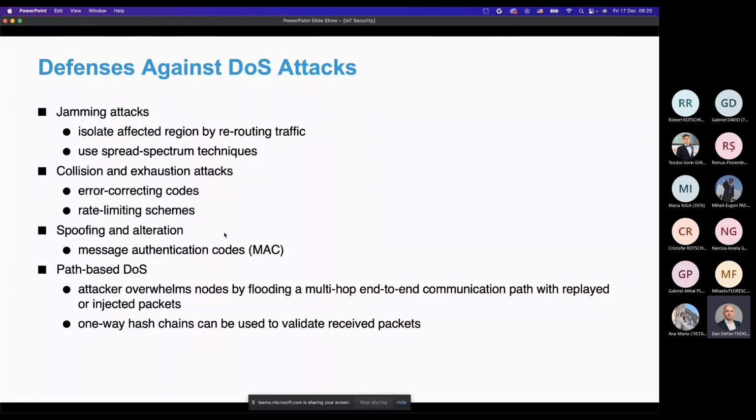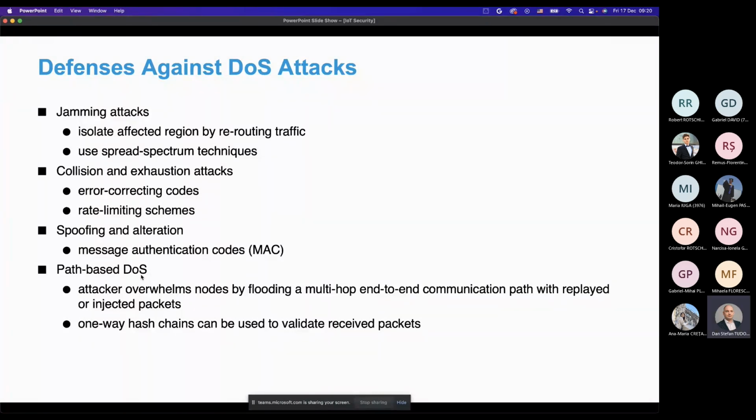Path-based denial of service attacks, or PDoS, is an attack in which the attacker overwhelms the nodes in a remote sensor network by flooding the communication path with either, I don't know, random replayed packets or packets that are randomly injected in the network.